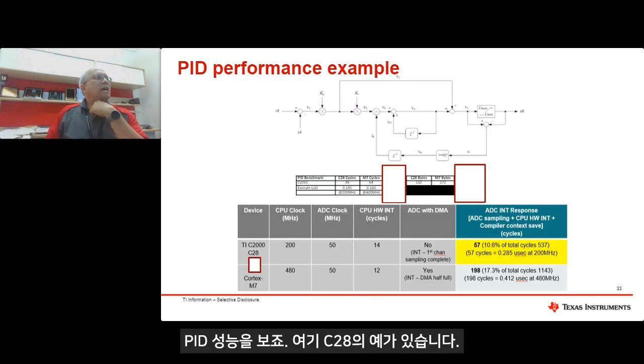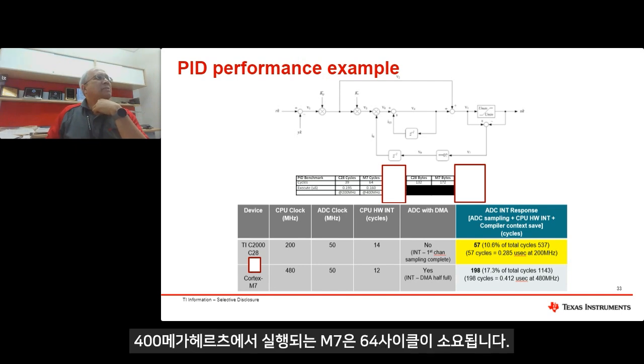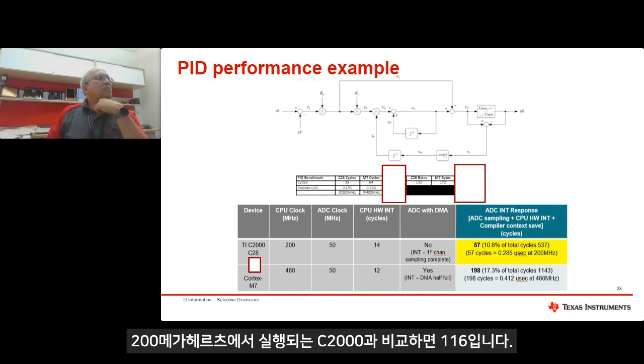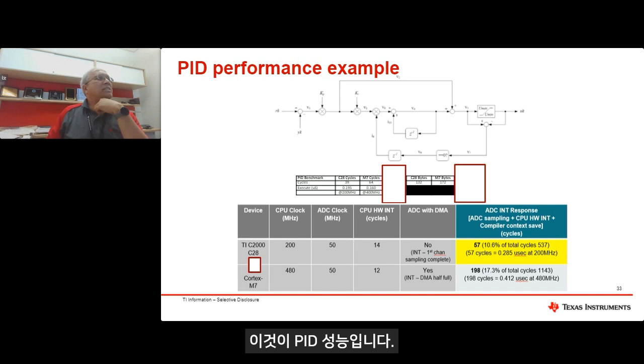PID performance: you can see the C28 example here running a PID in 39 cycles at 200 megahertz. It takes about 1.195 microseconds. The M7 running at 400 megahertz takes 64 cycles and it's 1.16, comparable to C2000 running at 200 megahertz. So that's PID performance. And the table below it shows the other interrupt, ADC interrupt response.